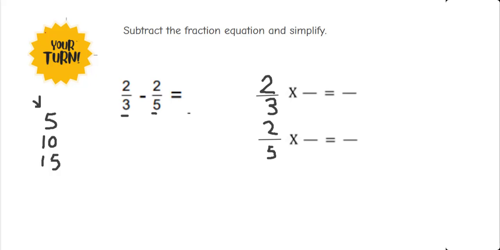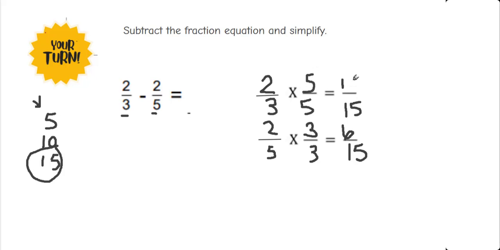And I know that 3 times 5 is 15. So that is a common multiple. So our common multiple, which will make our denominators the same: 5 times 3 is 15, and 2 times 3 is 6. 3 times 5 is 15, and 5 times 2 is 10. So our answer is 10/15 minus 6/15, and we're going to keep our denominator the same, and we have 10 minus 6 is 4.